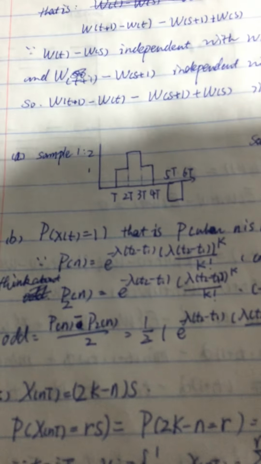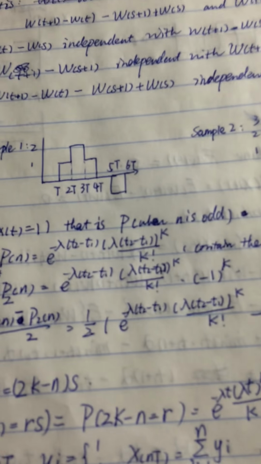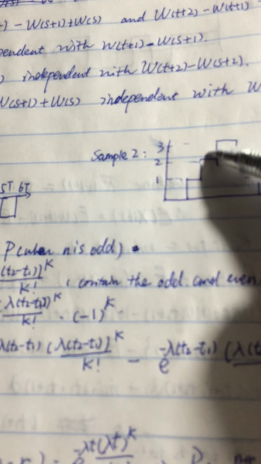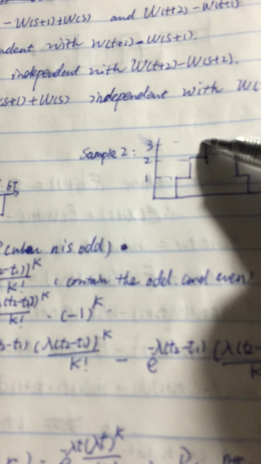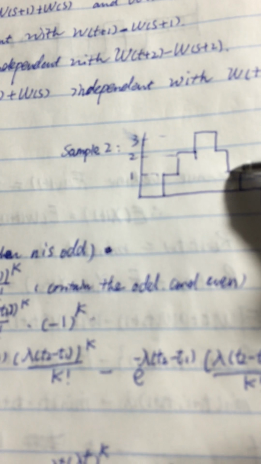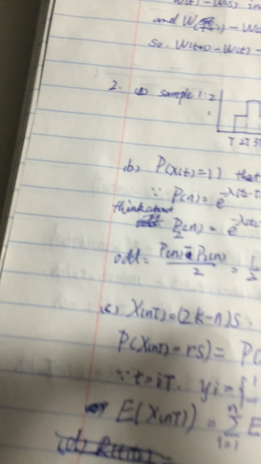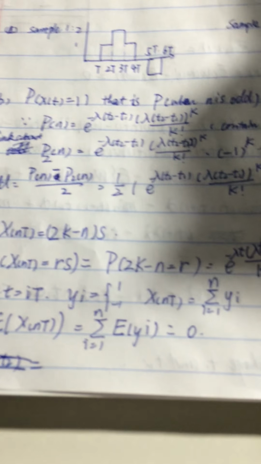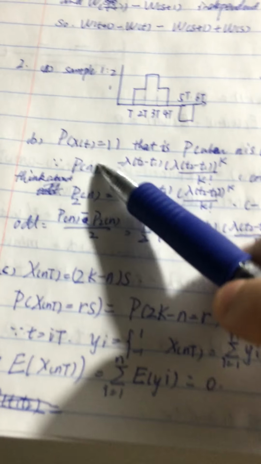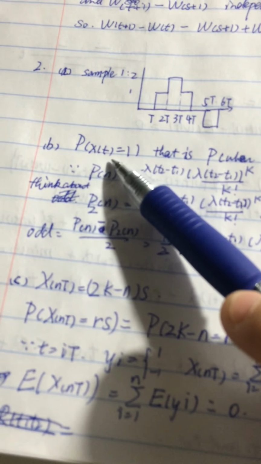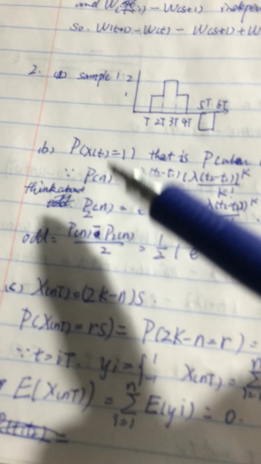So that is one sample, and we can see another sample. Maybe there is another possible situation: go up, go up 3 steps, and go down, something like that. So that is the first question, a couple of samples. The second question wants us to find the probability that Xt equals 1.